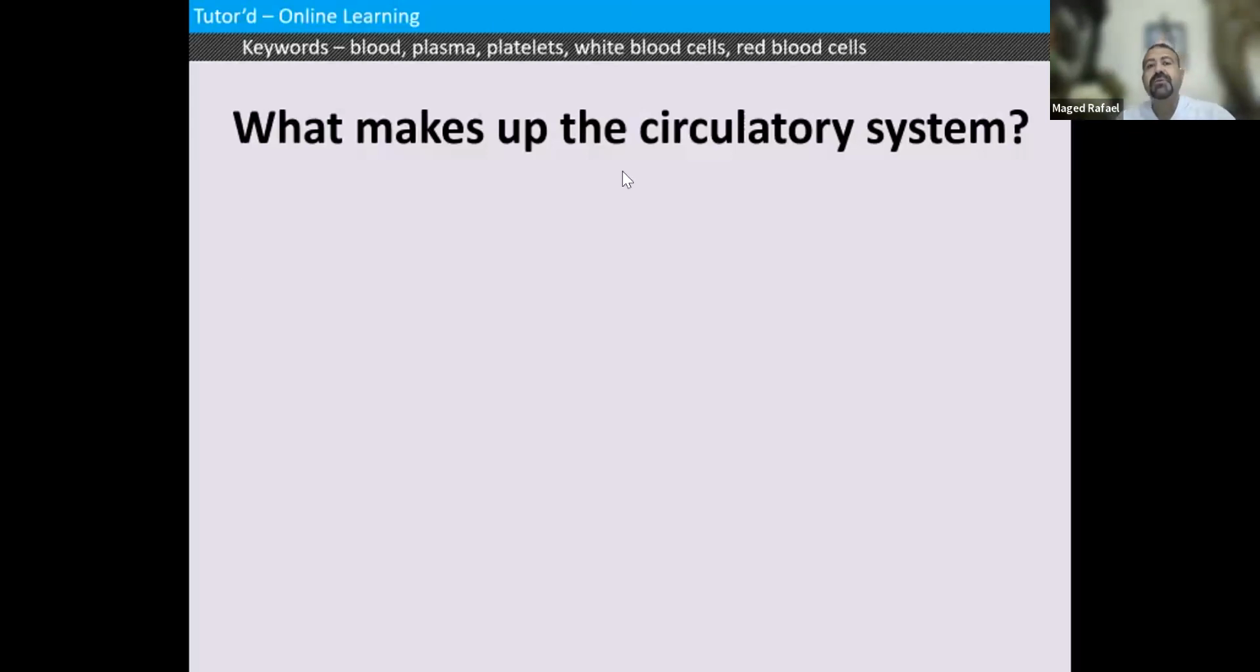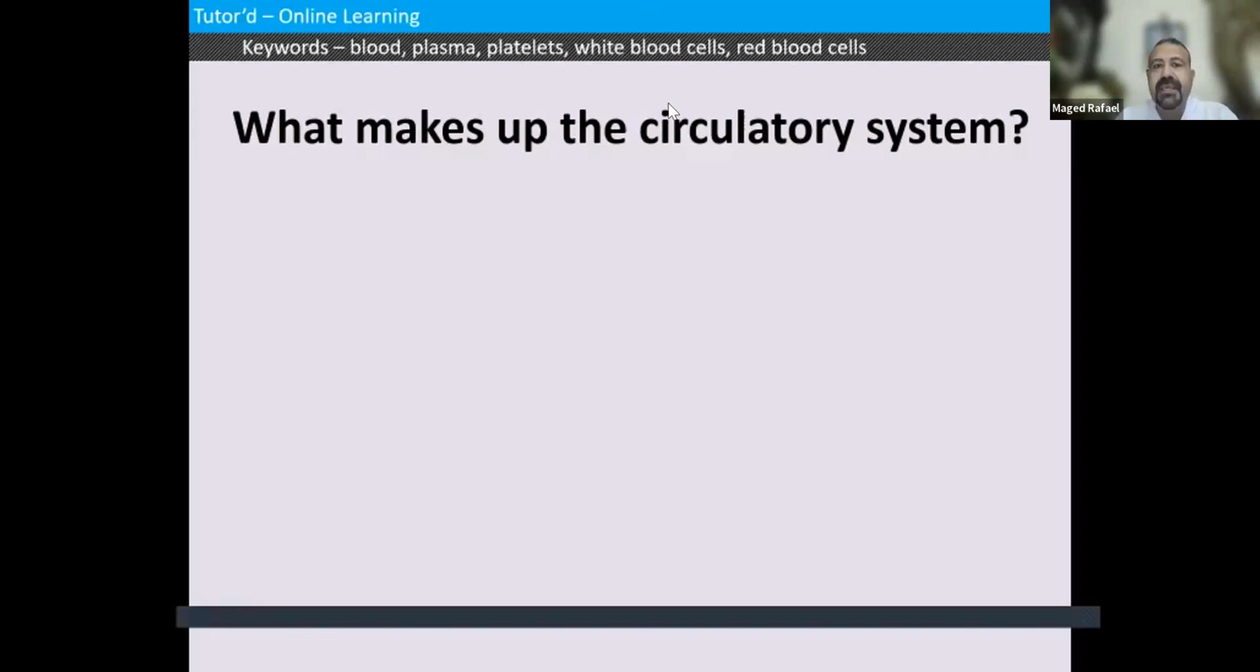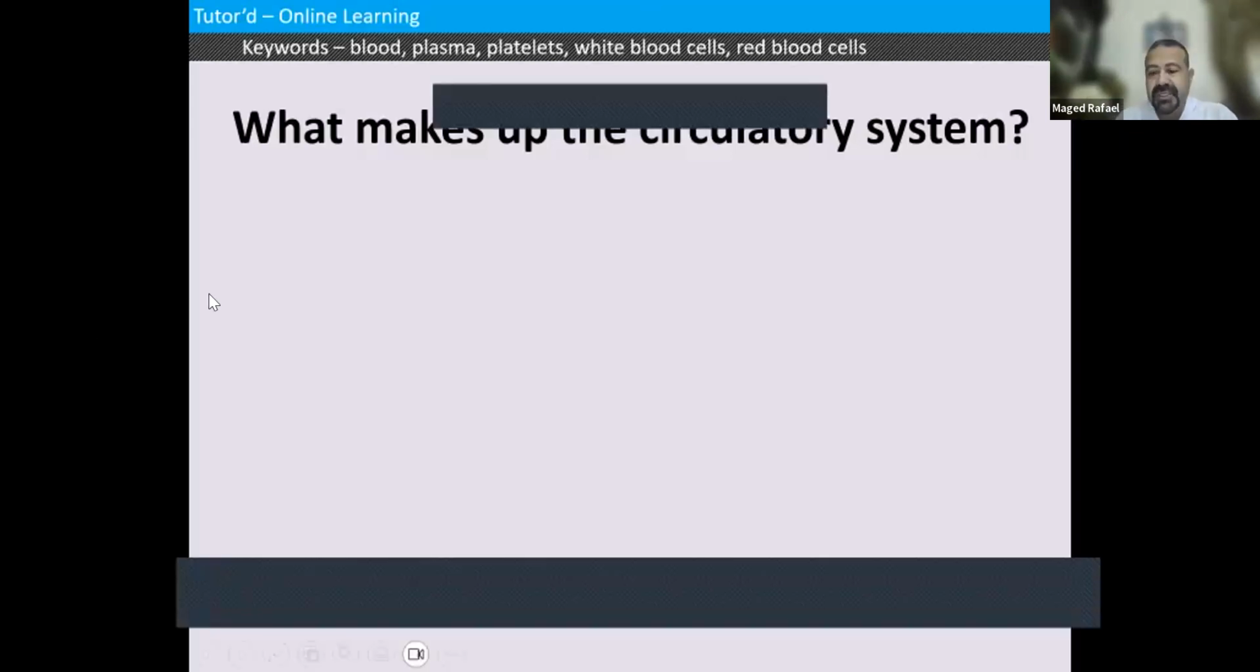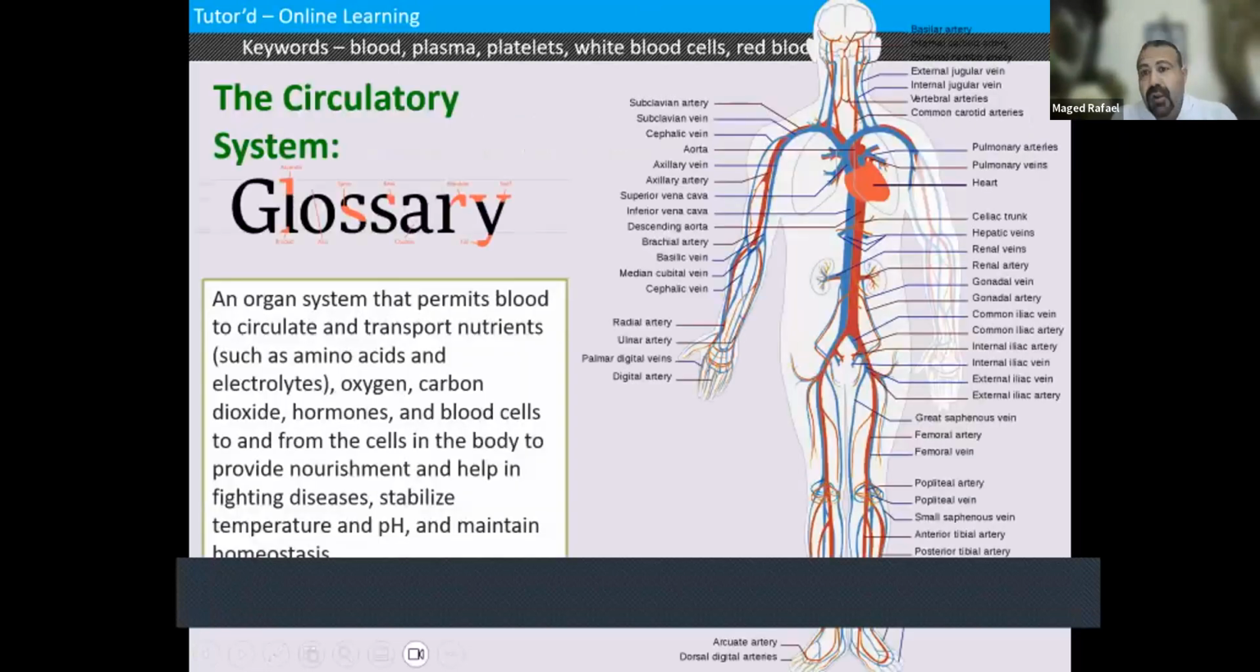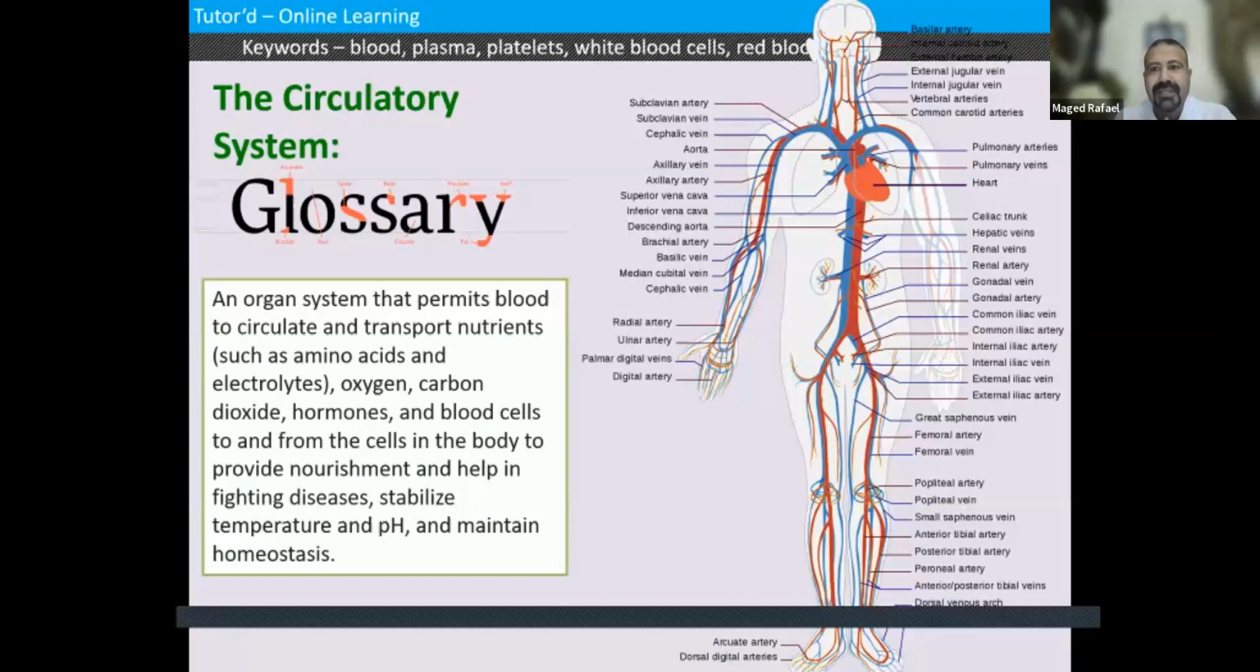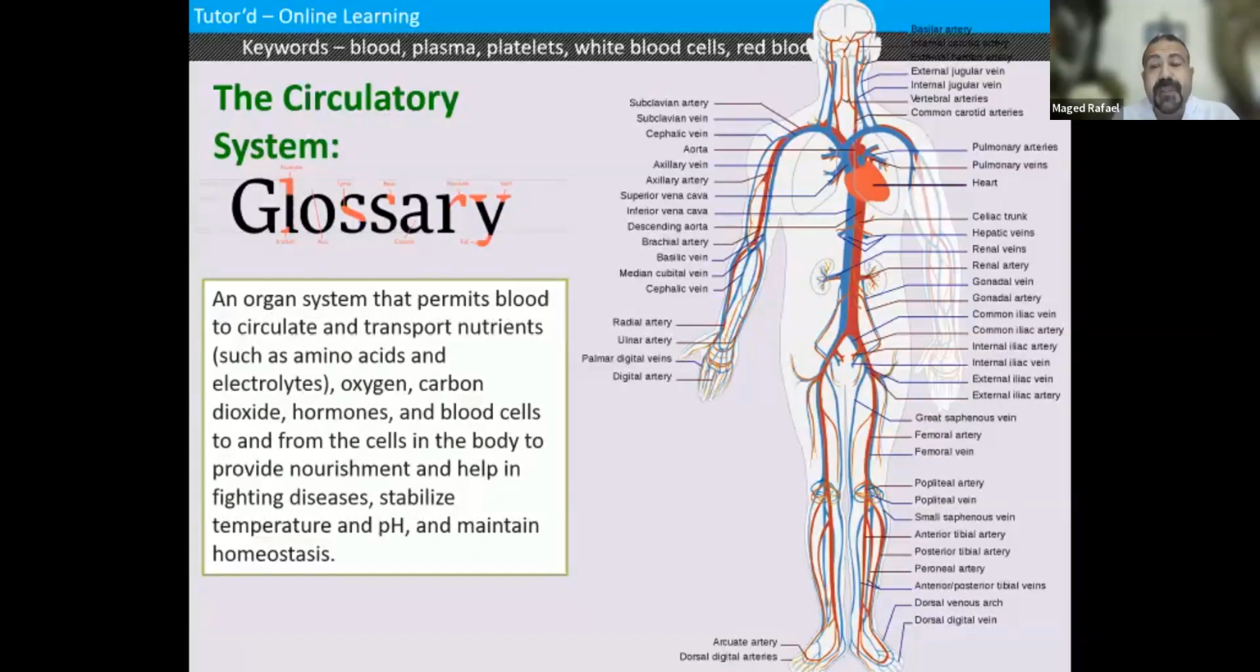So we will talk about what makes up the circulatory system. Okay, and according to the level of organization, don't worry, don't panic at all. There is no need to memorize everything in this slide. But we have to understand that the organ system, which is the circulatory system, gives a chance for the blood to circulate and transport all of the nutrients.